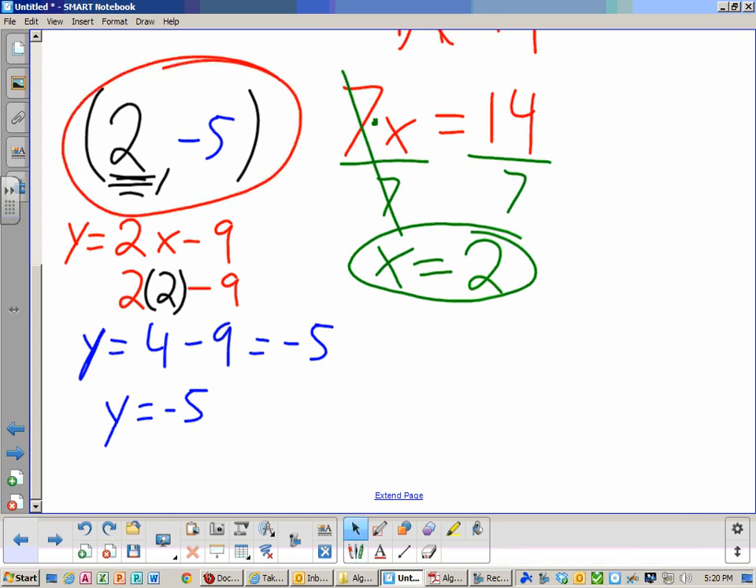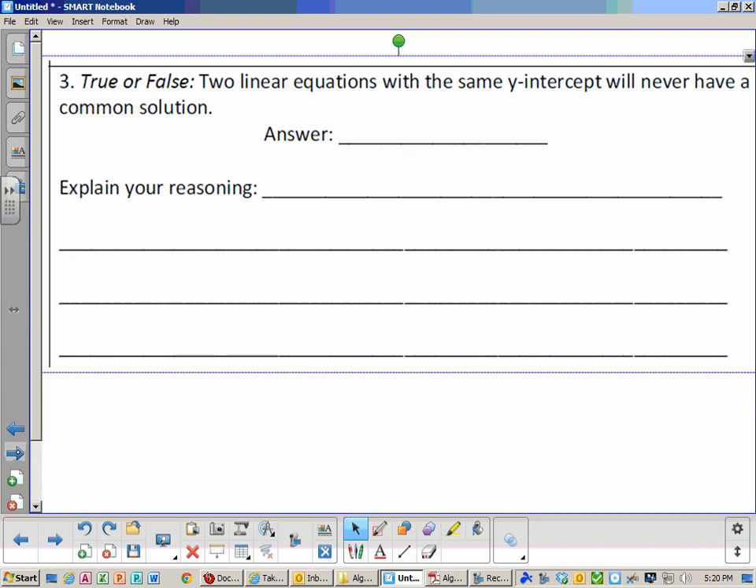Okay. Don't forget, gotta show work. Show all that work. True or false? Two linear equations with the same y-intercept will never have a common solution. Ooh, this one's real tricky. Really tricky. I tell you what, I would like to see who gets this one. Make sure you explain your reasoning, right? Give me an answer of true or false, then explain your reasoning, because this one is tricky, all right?